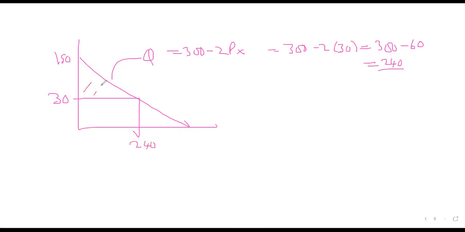So now I want to calculate this consumer surplus. Now this consumer surplus, our base now becomes 240. Our height now becomes 150 minus 30, 120. So we're going to get 14400. Okay. So we're going to get what?